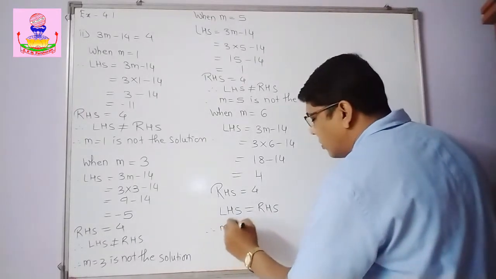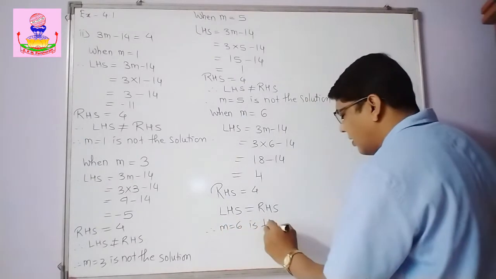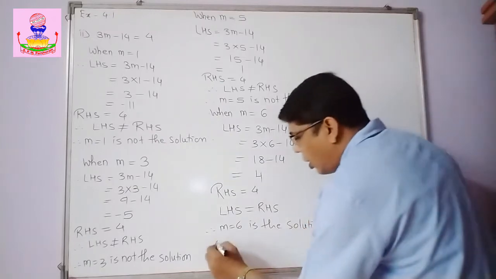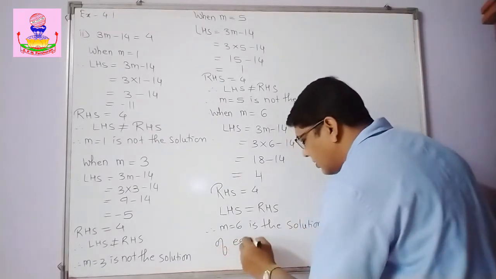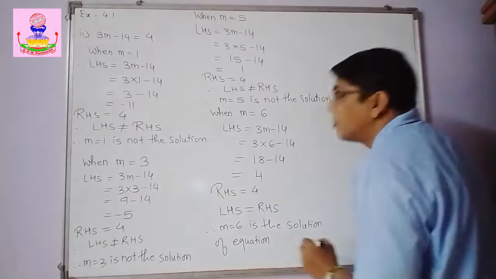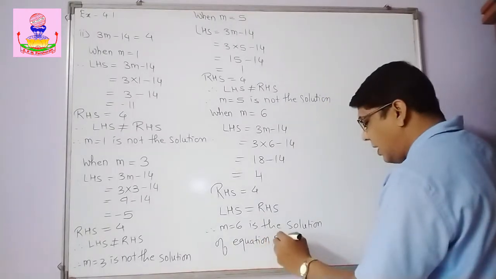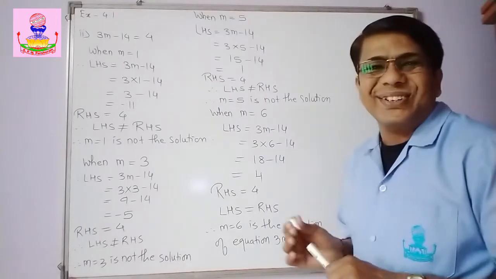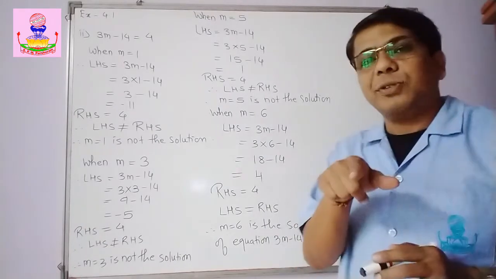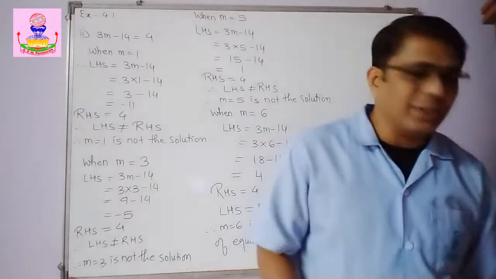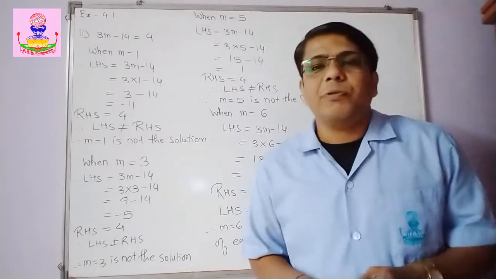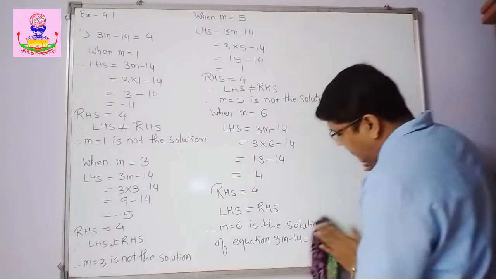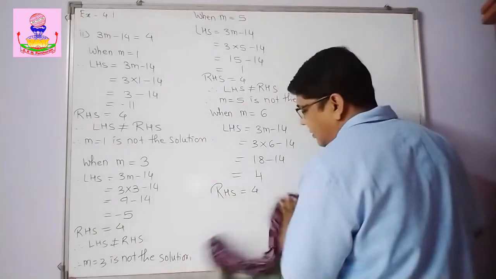Therefore, M is equal to 6 is the solution of the equation 3M minus 14 is equal to 4. There you are. So the first one you solve in this way. There are only 2 examples in this exercise, so I hope you will solve the first one in this particular way. Now I will go for the next question.